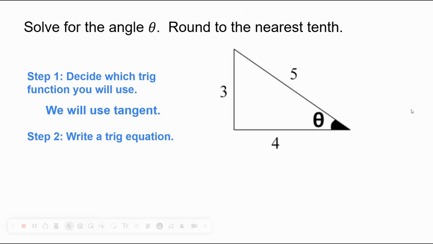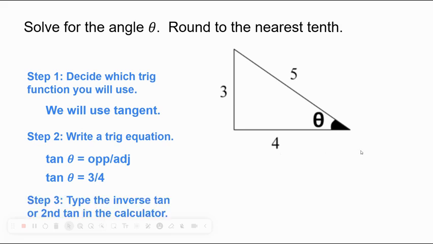Step 2, we're going to write a trig equation. So we're going to use that trig function that we picked, tangent of theta is the opposite over the adjacent. Now remember, from the theta, the opposite over the adjacent. So we're going to substitute those values in, and we're going to put 3 for the opposite since it's across from the theta, and we're going to put 4 in for the adjacent.